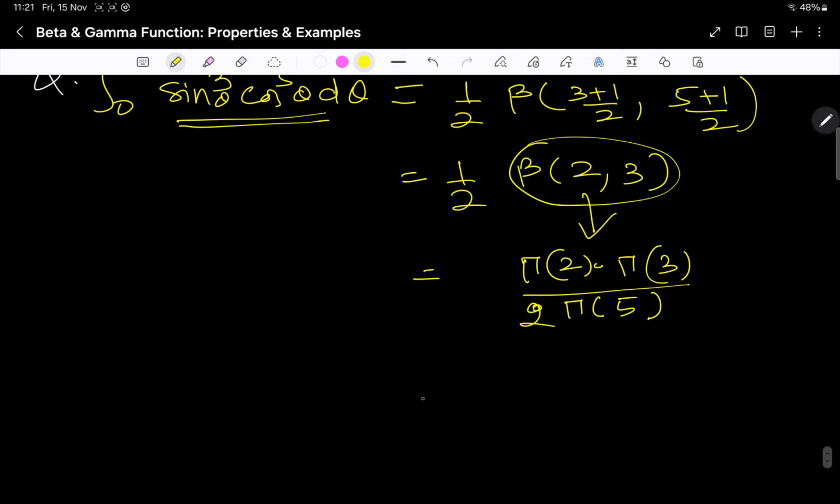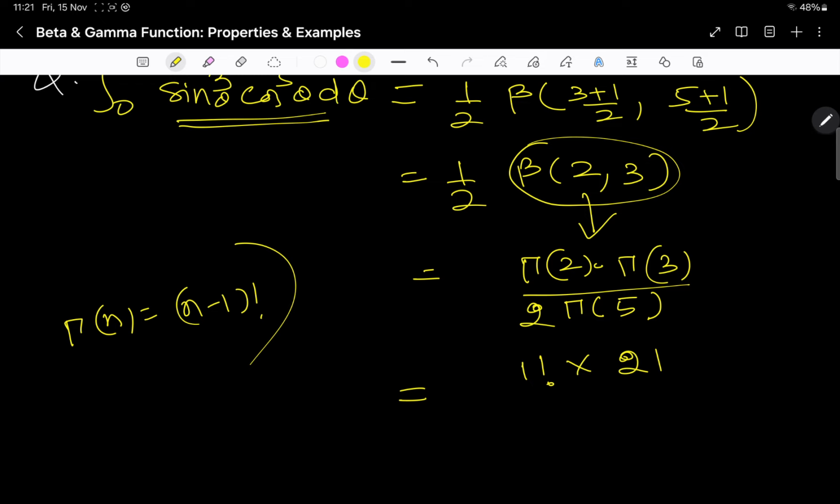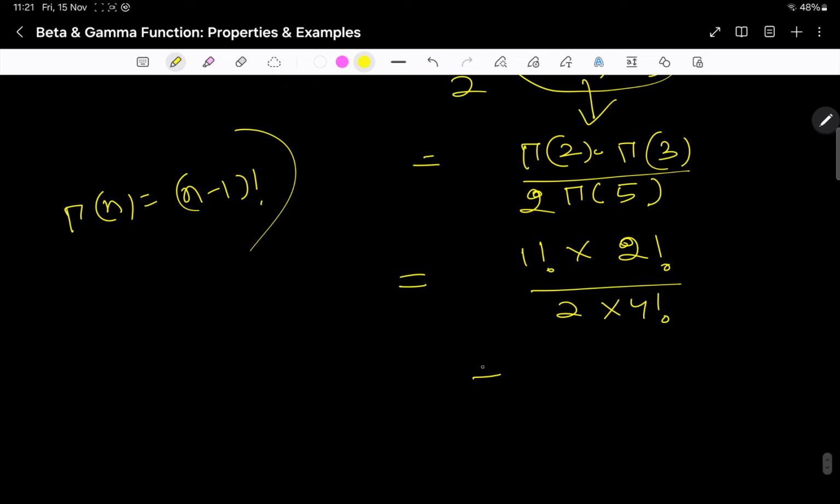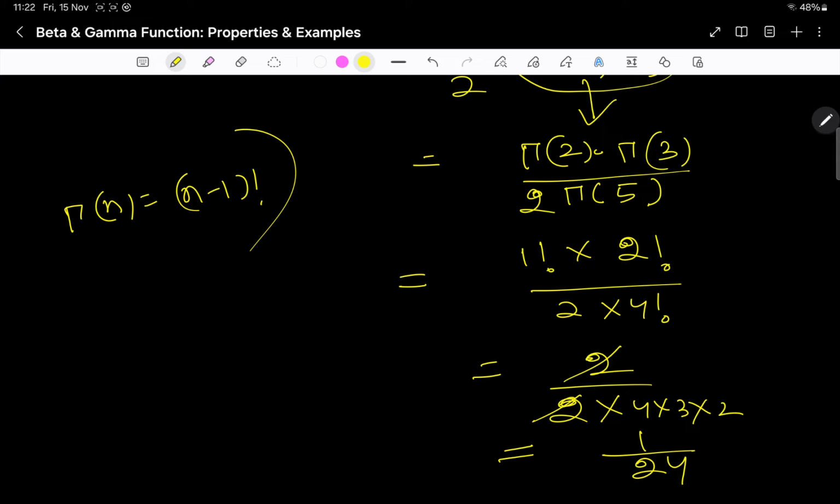Now apply the properties of gamma function. Gamma of n is factorial of n minus 1, is it not? So you apply this. So this is 1 factorial into 2 factorial divided by 2 into 4 factorial. So this is equal to 2 by 2 into 4 into 3 into 2, is it not? So this is equal to 1 by 24.